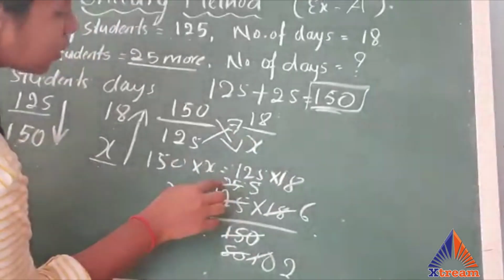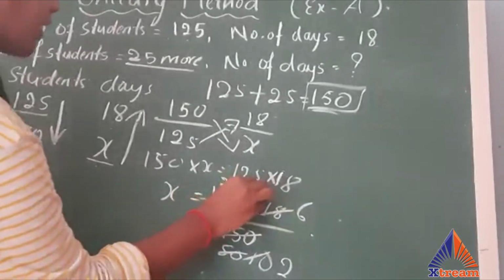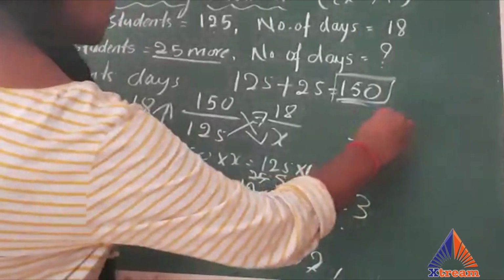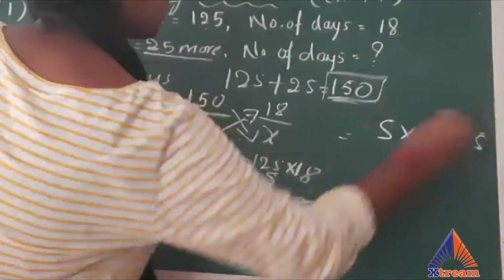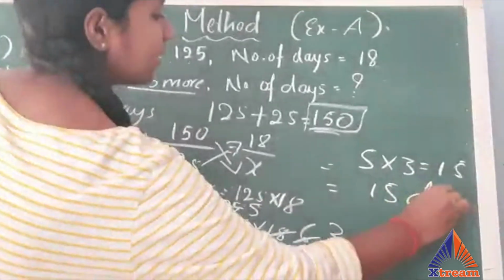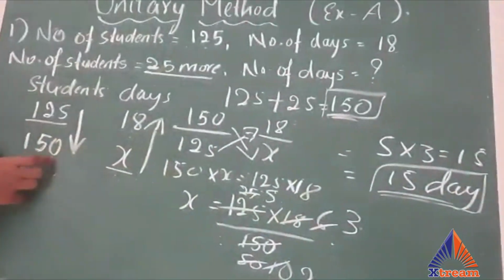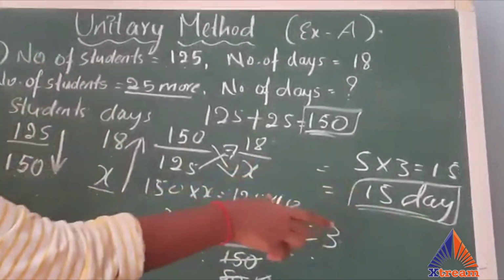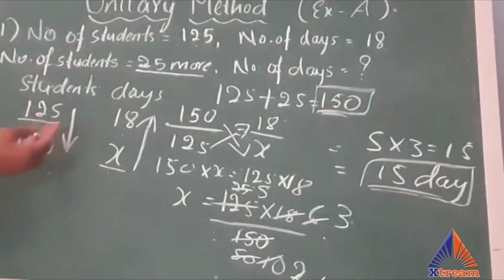Sorry, here actually it's 5 25s are 125, and 5 2s are 10 and 5 5s are 25, and 2 1s are 2, 3 and so on. That is 5 into 3 is equal to 15. So the number of days will be 15 days. For the 150 students, the food will last for 15 days only. So this is how you should solve the question in the arrow method.